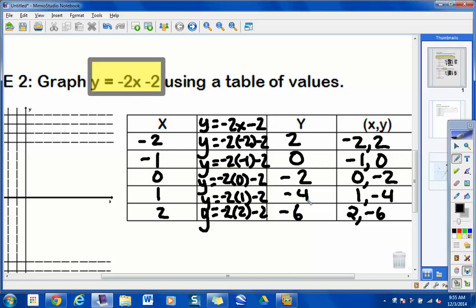Okay? So here's the next step I want you to take. Go ahead and plot those points. Now before you draw your graph, you better make sure your points lie in a line. If they form some kind of shape, something's got to be wrong. Okay? We'll talk about that when we do this. Go ahead and plot those points.